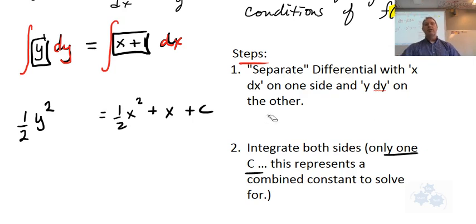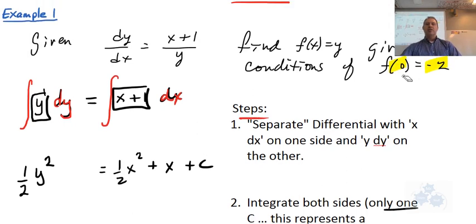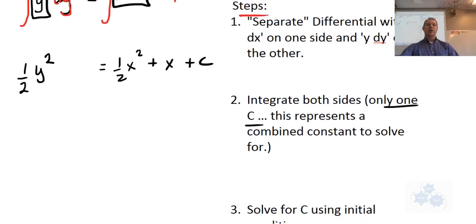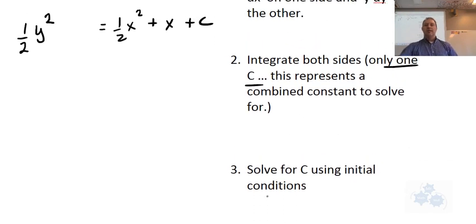So now we're going to do, because there are initial conditions in this question, see? The initial condition is f of 0 equals negative 2, which means that x equals 0 and y equals negative 2, right? So immediately we're going to solve for c. And so that's what step 3 is. Solve for c using initial conditions. And we want to do that right away.